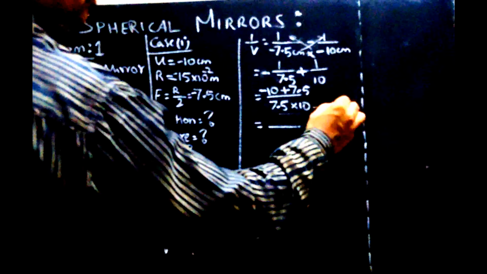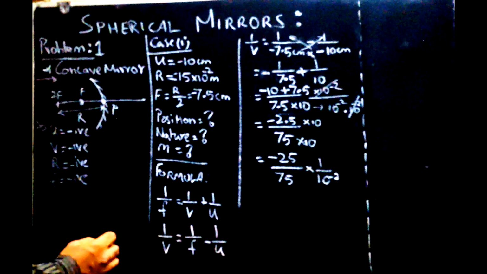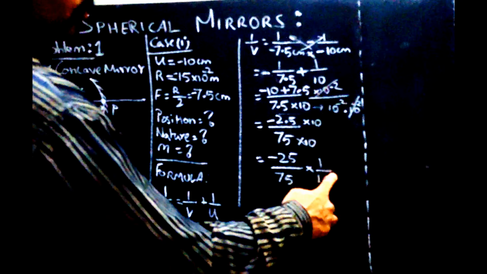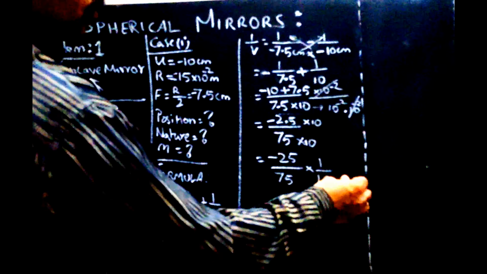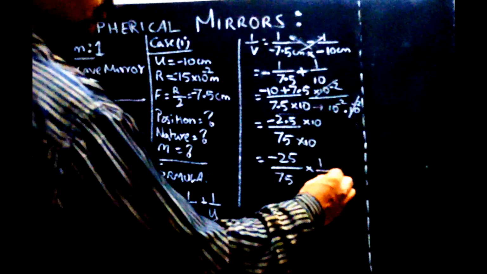When I cancel it out by 25, the remaining term is also 1 by 10 power minus 2. We are not going to convert this particular term, we are going to keep it as it is. So minus 25 divided by 750, when you cancel it out, you get 1 by 30. So it is minus 1 by 30.